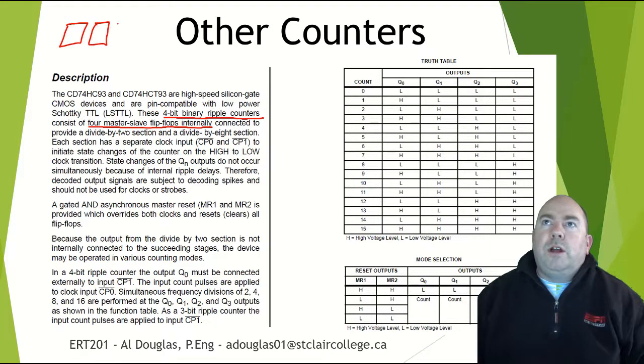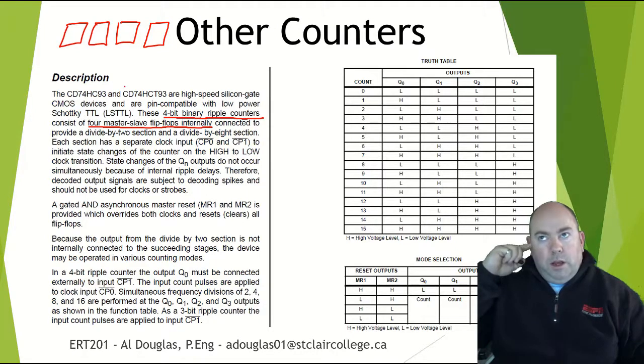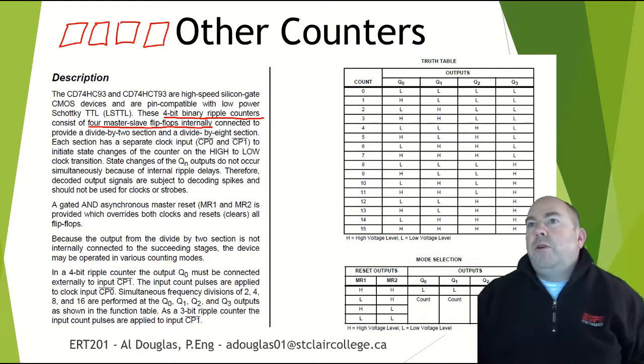It is connected up just like that circuit we did in part A. So a 4 flip-flop ripple counter to create 4 bits of count. Each section has a separate clock input, and a gated and asynchronous master reset. So we can reset the flip-flops as well. So we can reset everything here. We're actually going to do that in this lab as well.